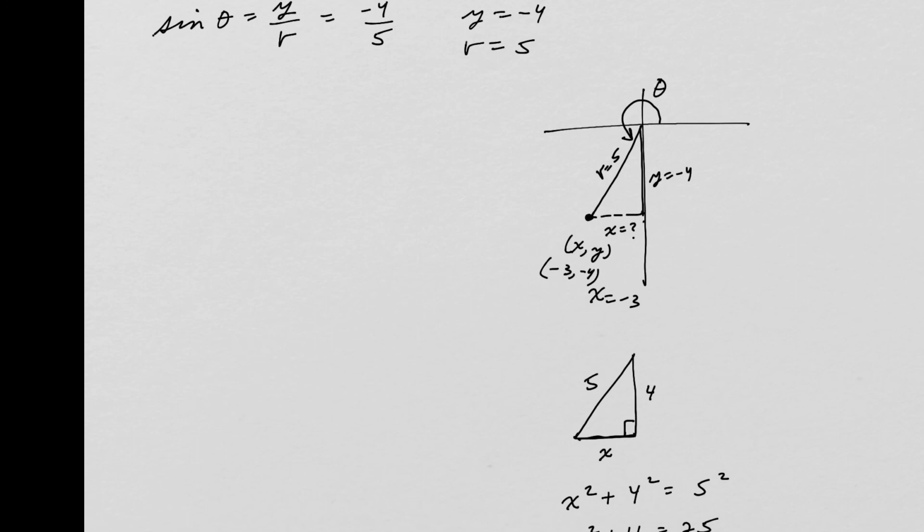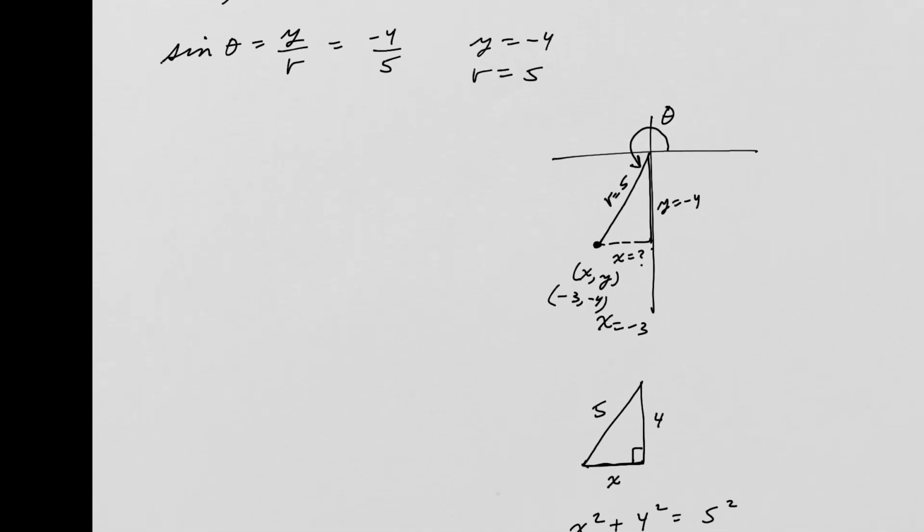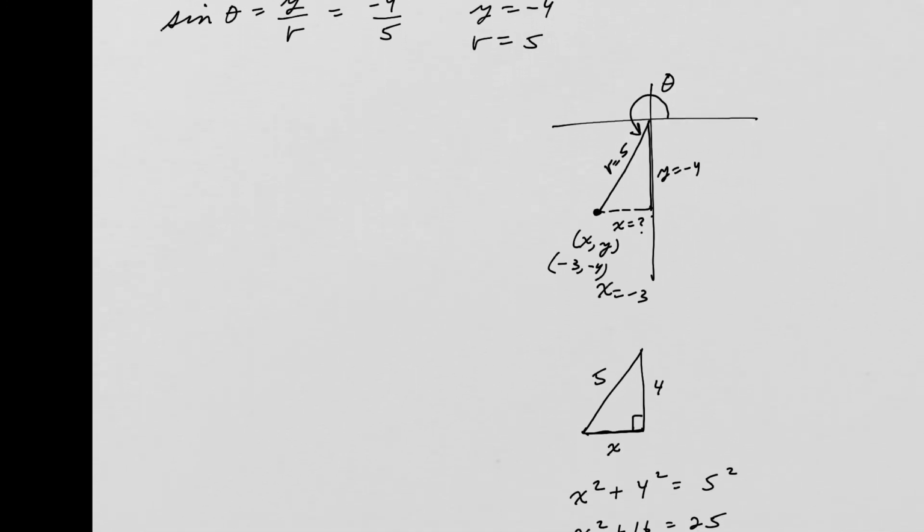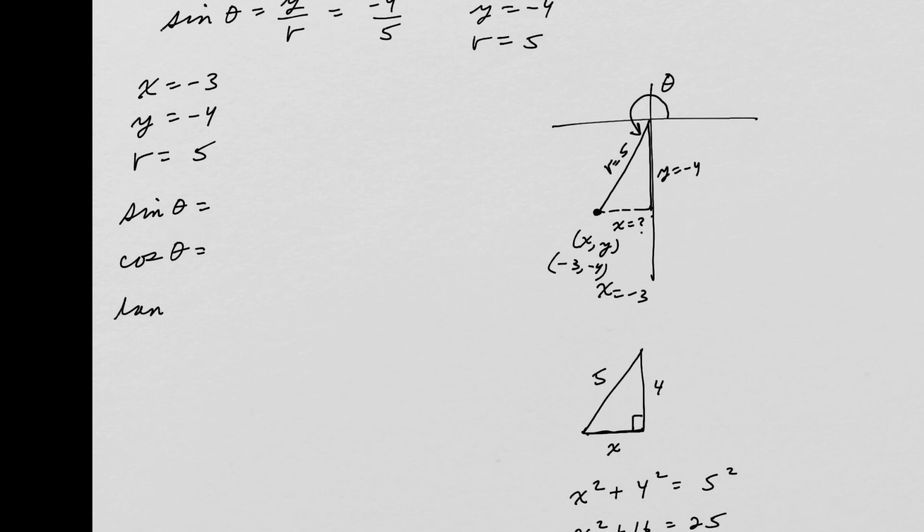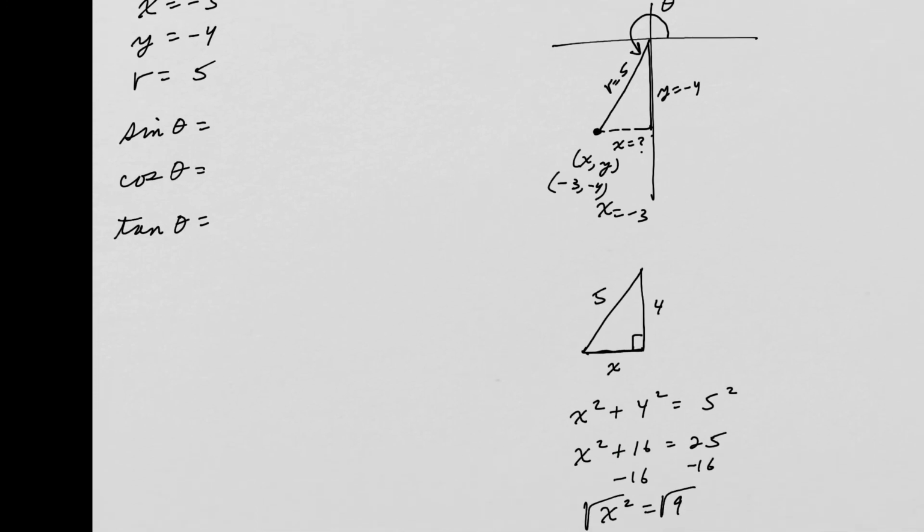Okay, so now I can answer all my questions, just based on that. So I know that x, I'll write it down here just to remind you, x is -3 because we're in that third quadrant. y was -4 and r is 5. So just by definition, I can find sine of theta, cosine of theta, tan of theta, cosecant of theta, secant of theta, and cotangent of theta.